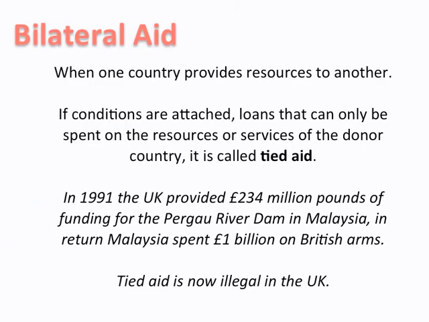Bilateral aid can be tied. This means it's given on the condition that the recipient country has to buy the goods or services it needs from the donor country. This helps the economy of the donor country. However, if the goods and services are expensive in the donor country, the aid doesn't go very far, as it would if the goods and services were bought elsewhere.